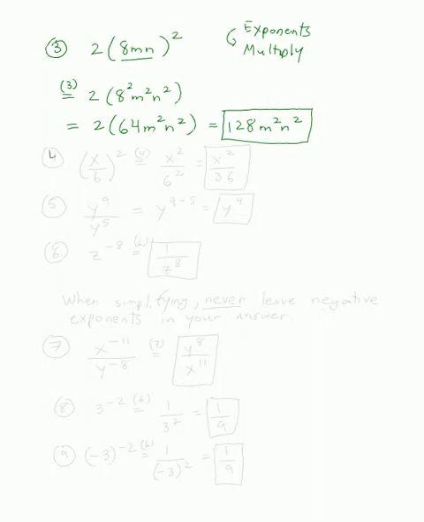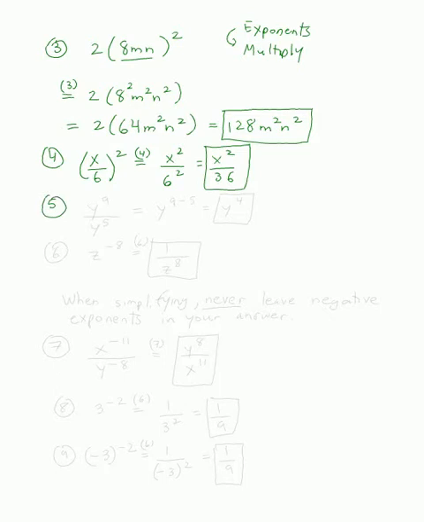Alright, let's do another one. X over 6 squared. Well, this is the power of a quotient. We look, and that's actually rule number 4. By rule 4, this is just x squared over 6 squared, which is just x squared over 36. All right, let's keep going here.